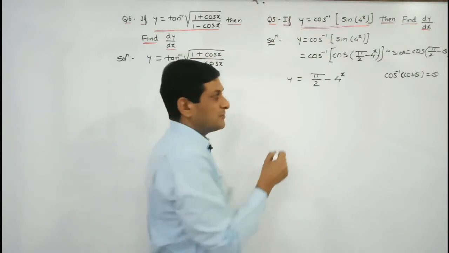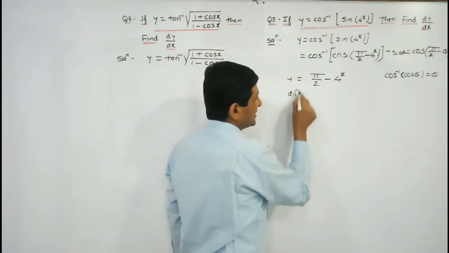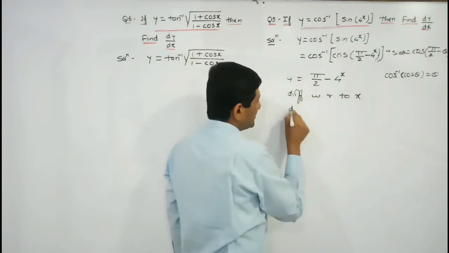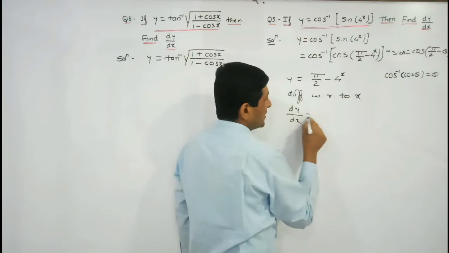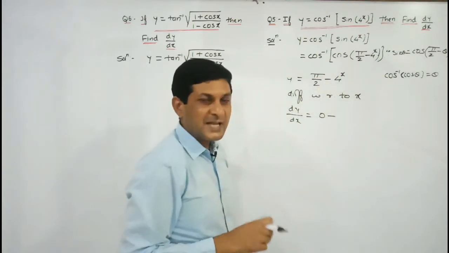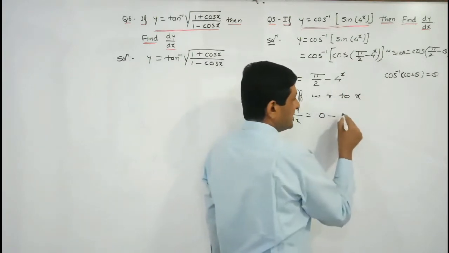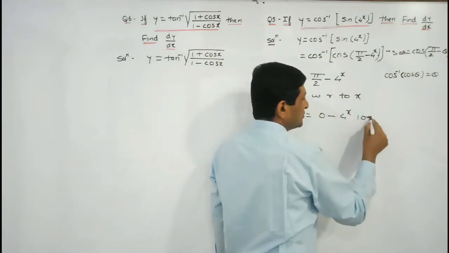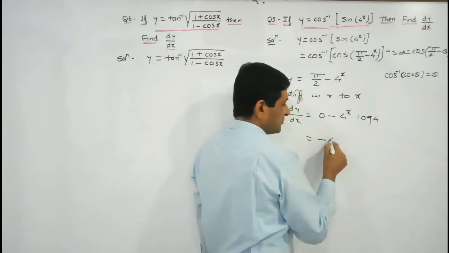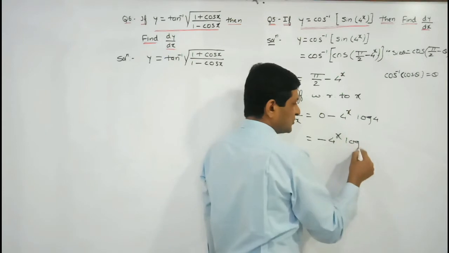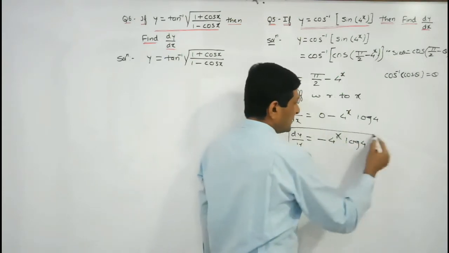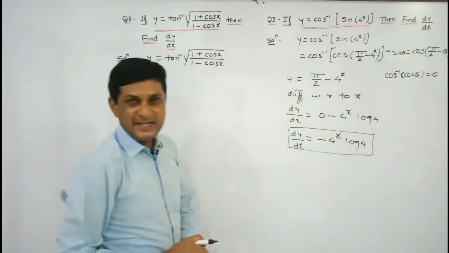Let us differentiate it with respect to x. So the derivative of y is dy upon dx. Here the derivative of the constant term will be equal to 0, and this term is in the form of a raised to power x. Applying the formula, the derivative of a raised to power x is a raised to power x into log a, but here the value of a is nothing but 4. So it is equal to minus 4 raised to power x into log 4, which is the value of dy upon dx.